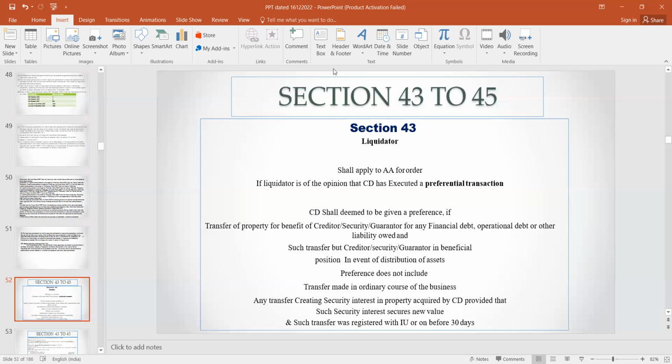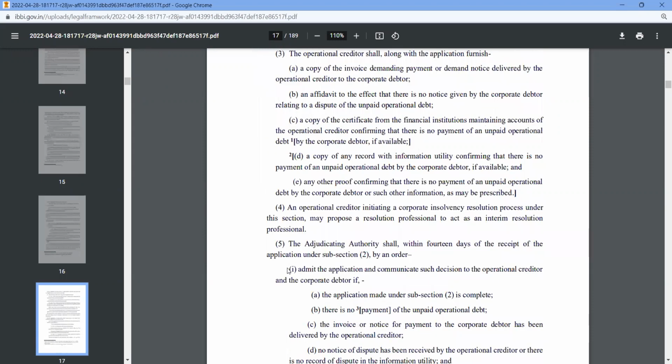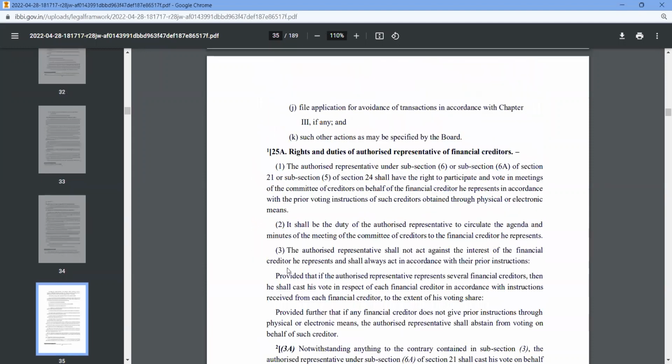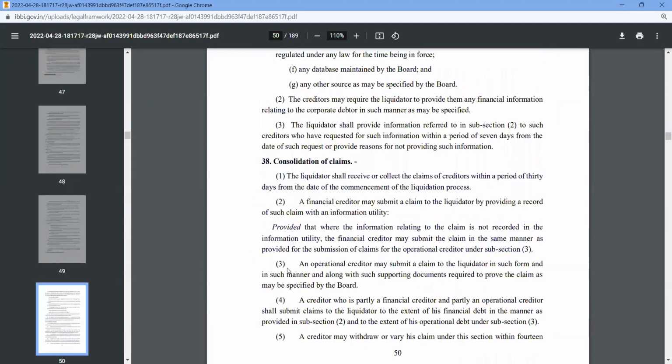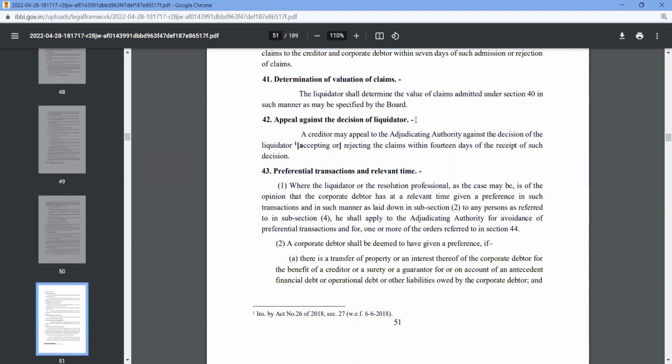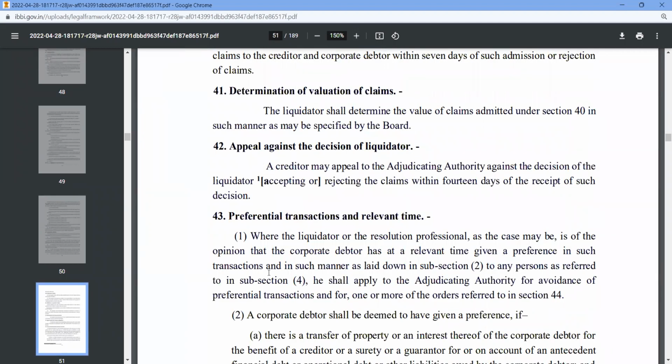Let us read from the Bare Code. So we can again open the Bare Code and we can read from the Bare Code. So I think this is now visible. So now let us open section 43 in this, and I'll point out the major issues in this. Section 43, what does it say? It says preferential transactions and relevant time.